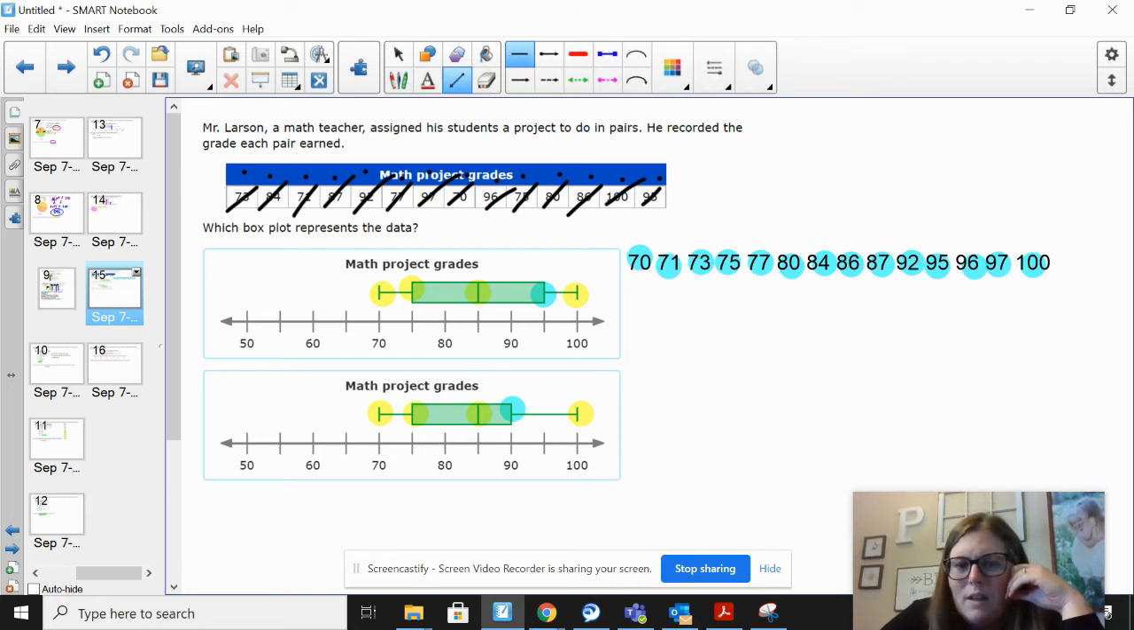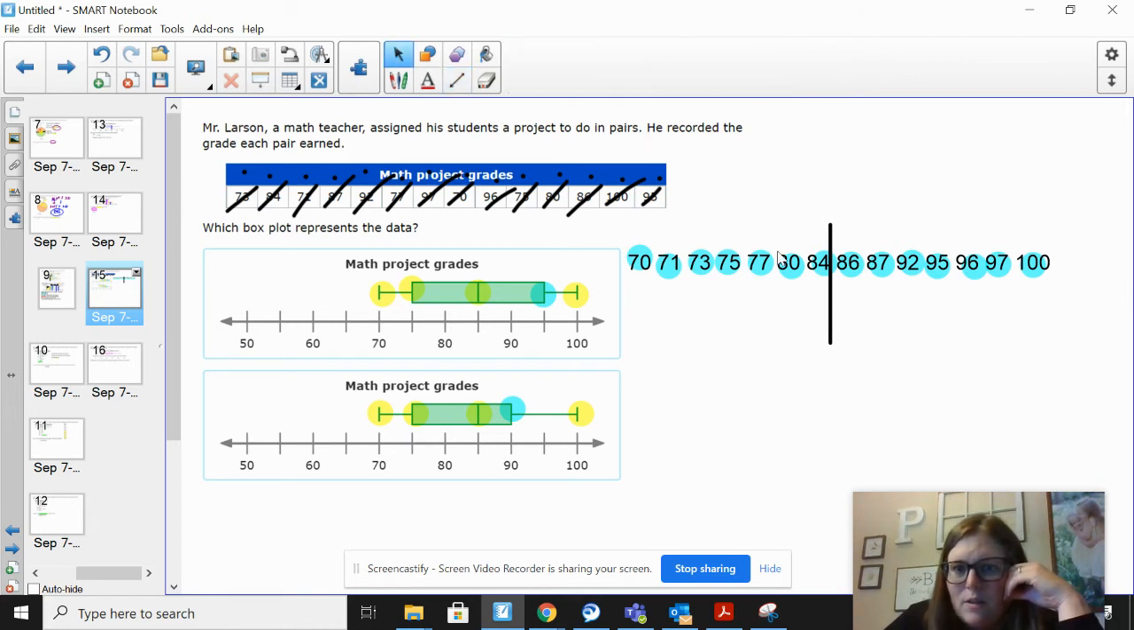Then we have 14 numbers, so that means that 7 would be on the left and 7 would be on the right. Okay, this is the true middle, if you think of it like that. Right, and if you think of the number between 84 and 86, it's 85, which is what our chart does show.